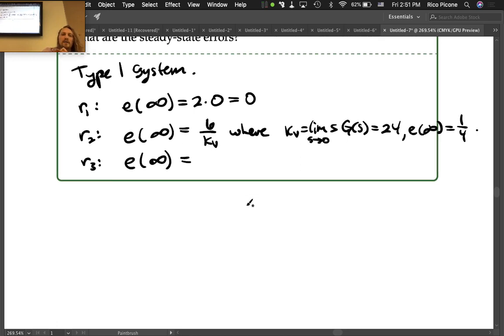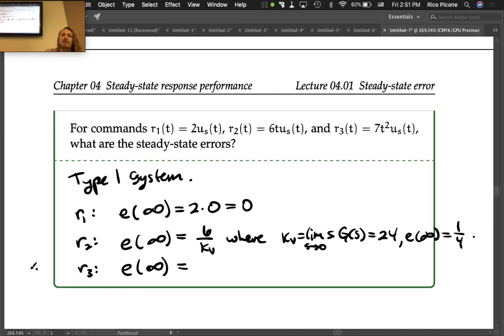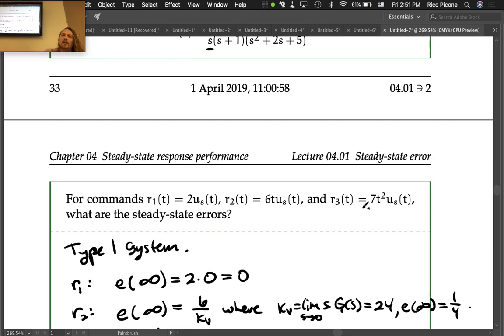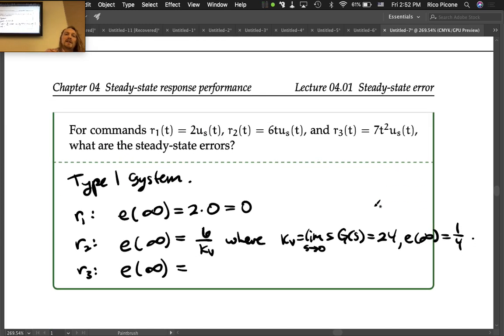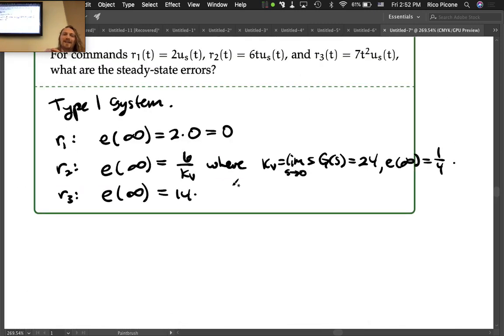Good. R3 is going to be e of infinity equals. Now, you've got to be a little careful with this one because it has a 1/2 out here, right? So 1/2, if you compare it to this one, 7. So you multiply 1/2 by 14, right, to get 7. So it's 14, but it's 14 times, what was the infinity? So in the end, it didn't really matter, the 14. 14 times infinity is just infinity, right? So that's all we got.